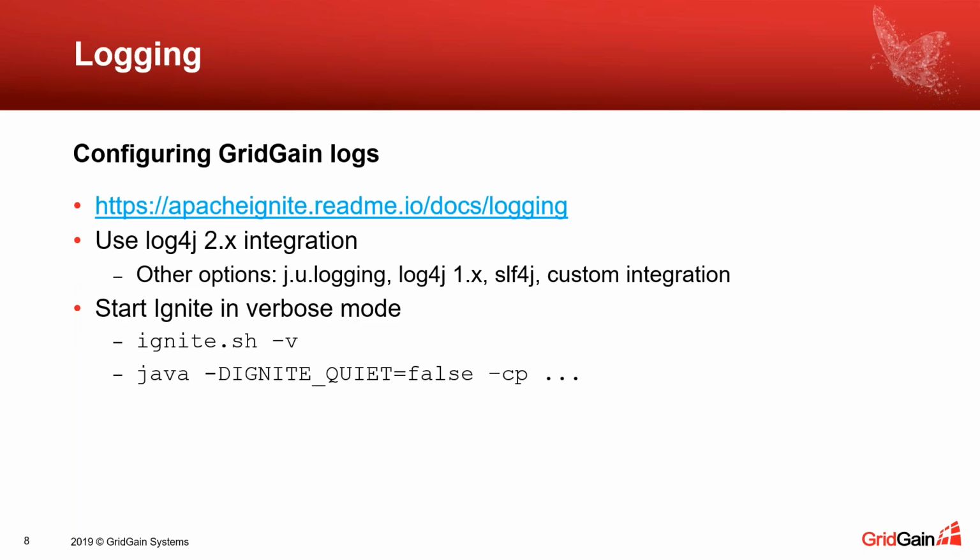So how do you configure GridGain logs? This is actually an easy thing to do. It is all explained in our documentation on Apache Ignite README IO.